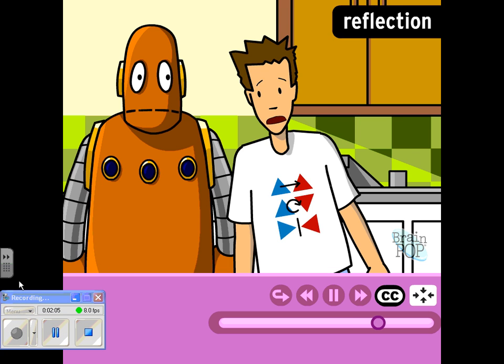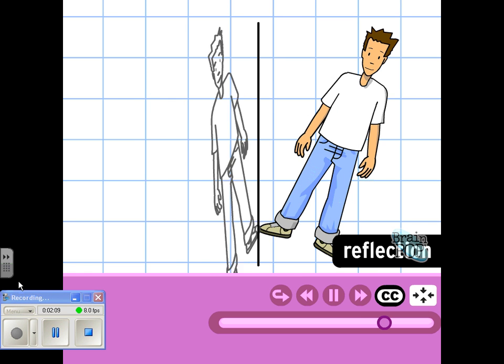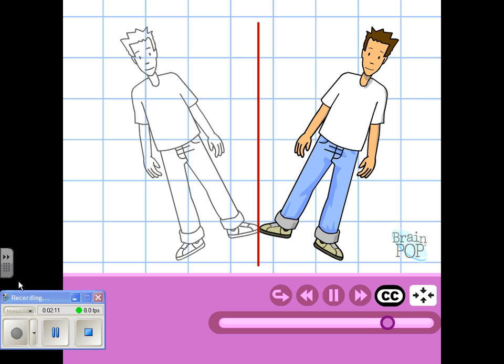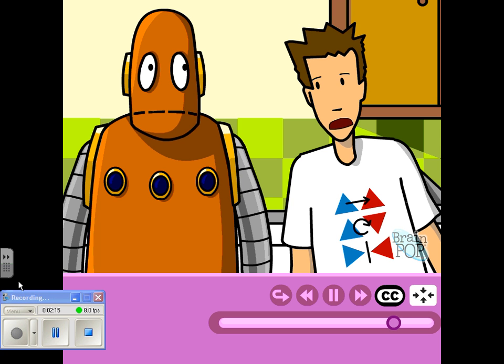You've made a reflection of me. That's a kind of transformation where you basically flip a shape over a line. A reflection is described by its mirror line, or axis. See, my hair's all backwards and suddenly I'm right-handed.